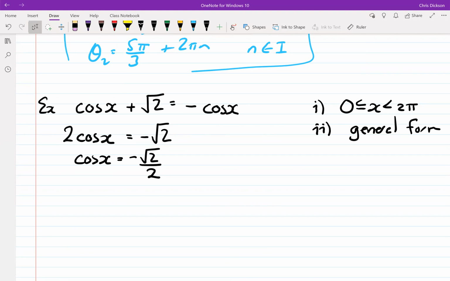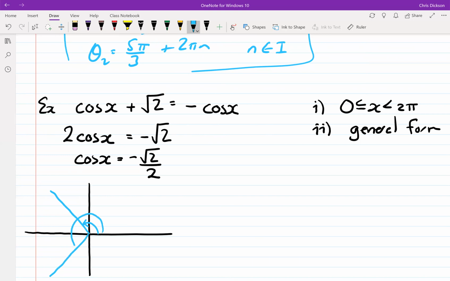So I'm going to be in quadrants 2 and 3. That's where cos is going to be negative. So I'm going to have an angle here, and I'm going to have an angle down there. So 2 different angles here.